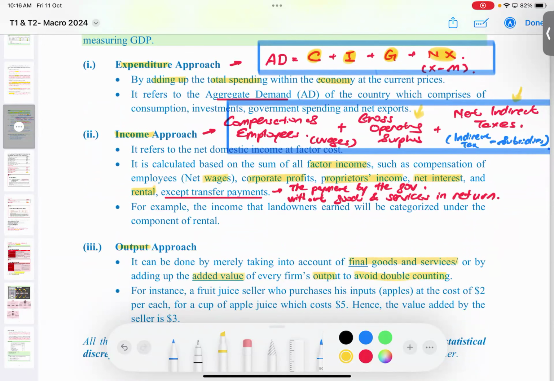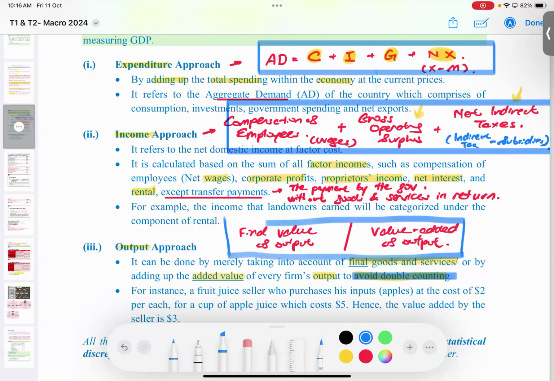Now, what do you mean by that? Output approach, you have two ways. Either you look into the final value of outputs, or you look into the value added of output. You must choose one only. Why? Because you want to avoid double counting. What do you mean by double counting? Let's explain with the use of an example.